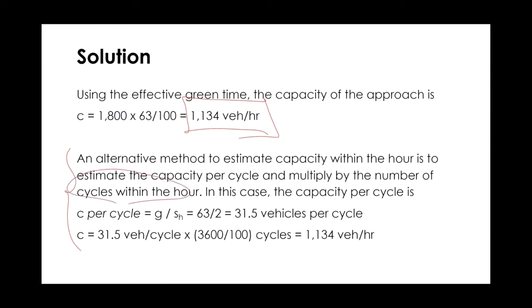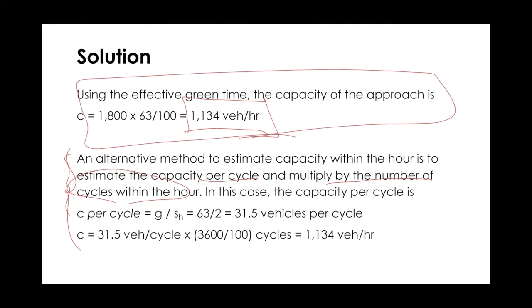There's also an alternative method to estimate the capacity, and that is by estimating the capacity per cycle and multiplying by the number of cycles per hour. Again, I don't really like this approach. I prefer the first approach, which is very intuitive to understand. We calculate a small g, we calculate the saturation flow, and then we calculate the capacity from that.